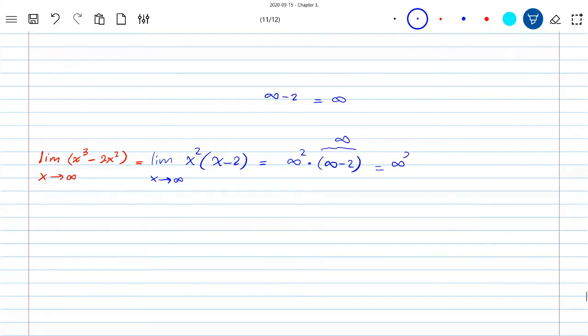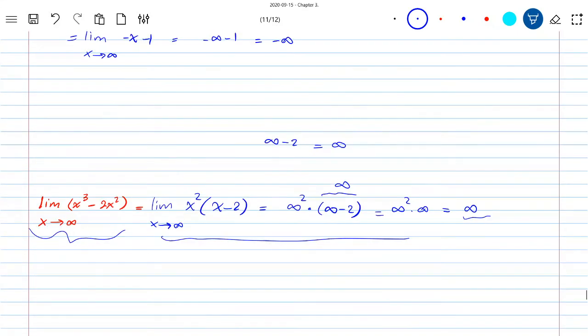Now you can multiply infinity squared by infinity, because you're multiplying a huge number by another huge number. The result is still a large number. So this limit turns out to be infinity. The correct calculation, you should follow this procedure. You cannot simply say, okay, this term is larger, even though it makes sense that the cube is always bigger than the square. But in terms of calculation, you have to factor it.